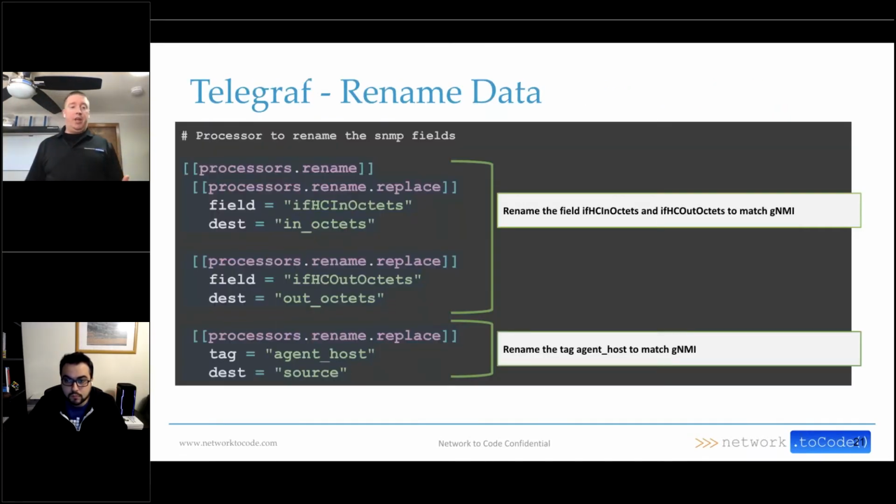So an example of the rename: we're taking the field of interface HC in octets, quite the mouthful, and we want to change that field to the destination of just in_octets, and then the same for the out octets. So that right there is how you would get this to match what's on GNMI. And then we also had the tag agent host coming in on SNMP, and it was sourced on GNMI. So once again, we'll take what is done in SNMP and then change that over to a source.